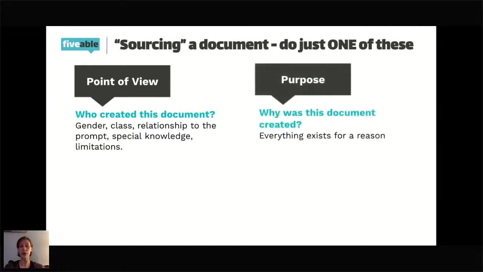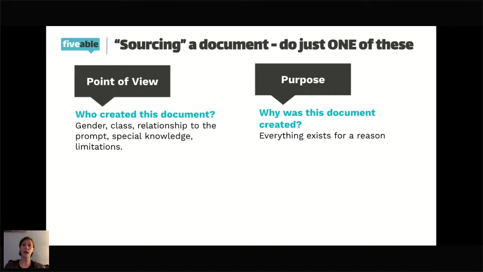Our second category for sourcing is purpose. So point of view is about who, purpose is about why. Everything exists for a reason. Every document was created for a purpose, and we want to think about what that purpose is. A lot of times the College Board is going to give us some background information about a document that might tell us about the purpose.